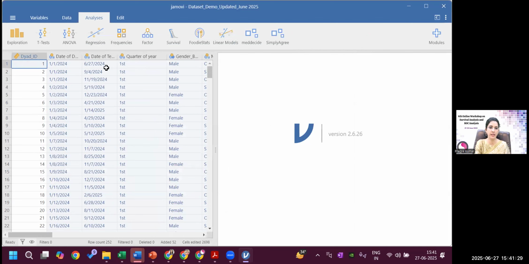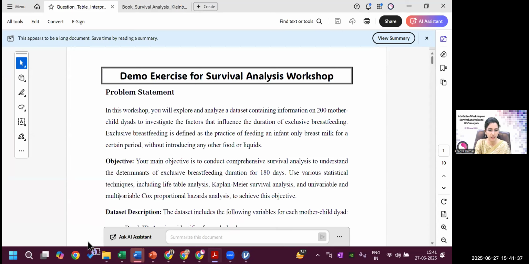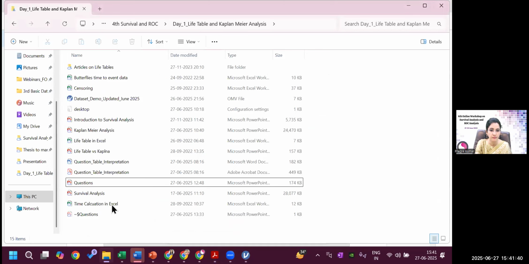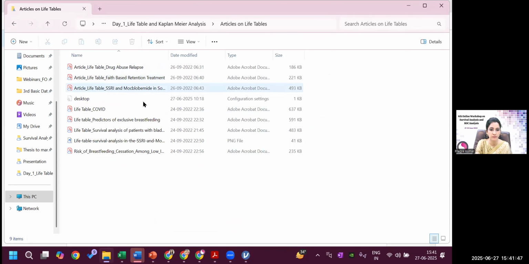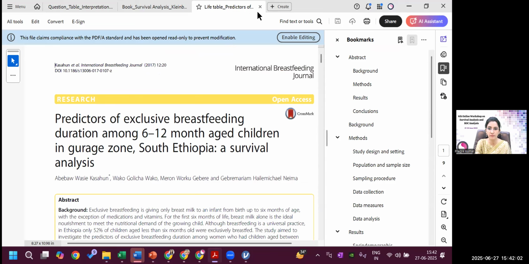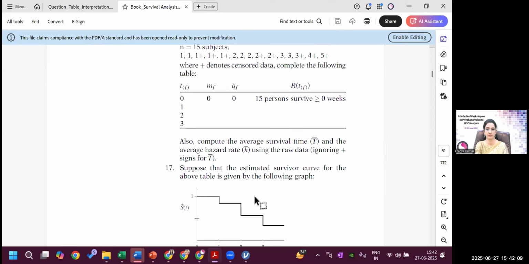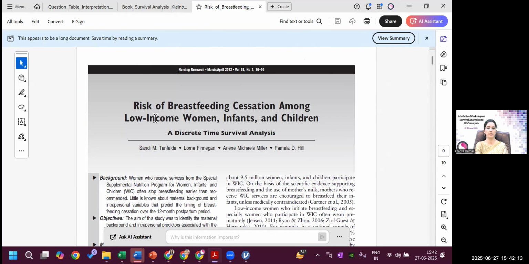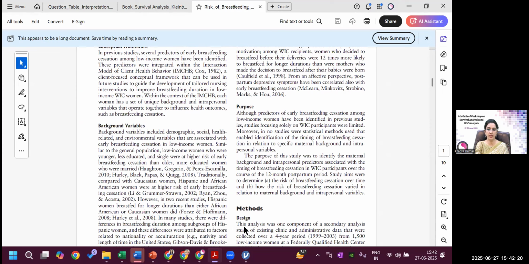So now I'll explain these data sets. This is the problem statement. I'll show the article also. Let me open the article. No, this is the one. No. Risk of breastfeeding cessation. No, this is not the article. Yes, this was the article which we have used to create the data set. You can go through this article.